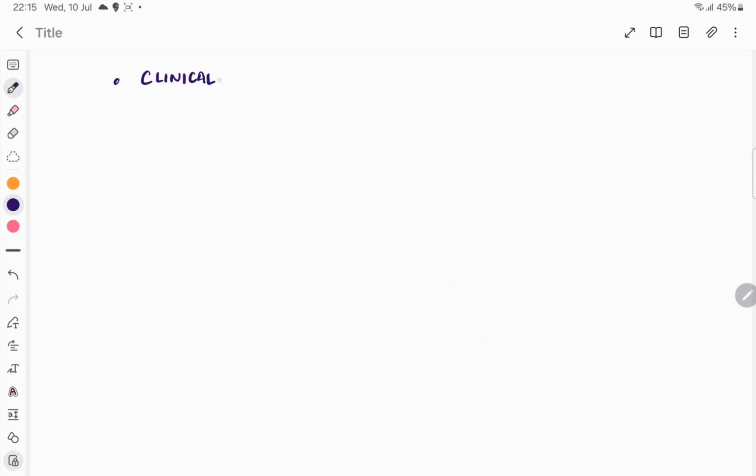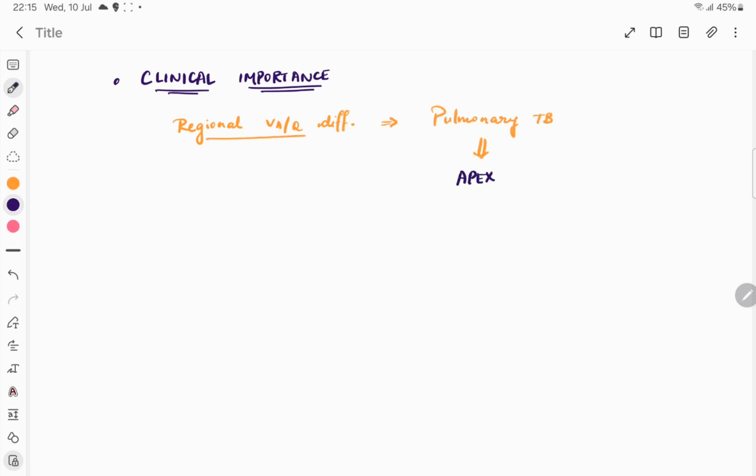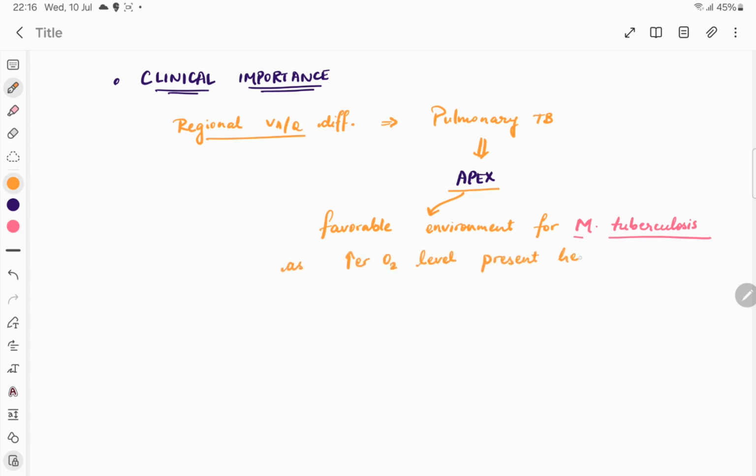Now, let us see about the clinical importance of the VA by Q ratio. Due to the regional differences in the VA by Q ratios, some diseases are more localized to some part of the lung. For example, pulmonary TB is more favorable at the apex because the apex is a favorable environment for M. tuberculosis due to high oxygen tension, which facilitates the growth of the tubercular bacilli.